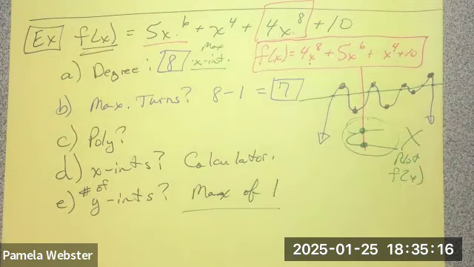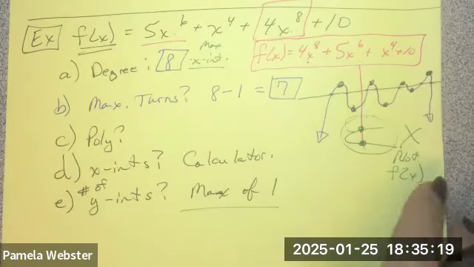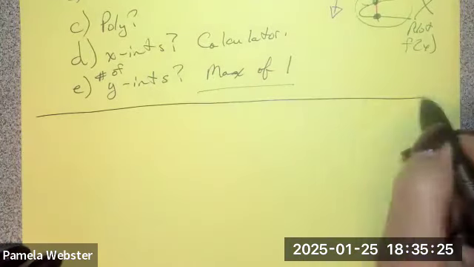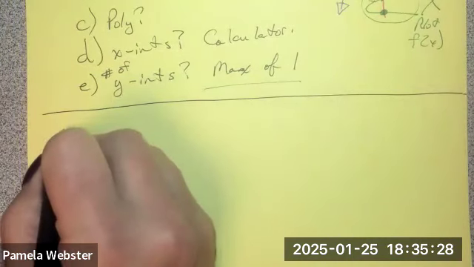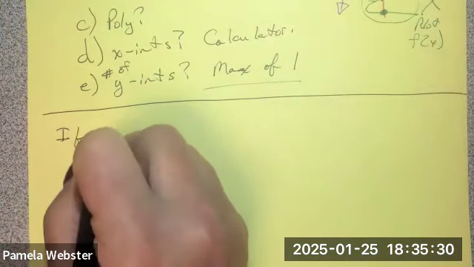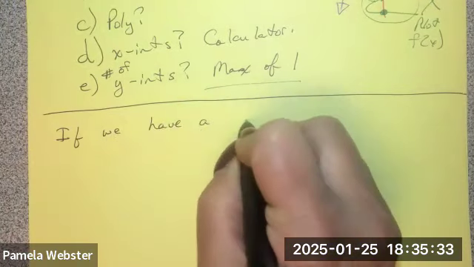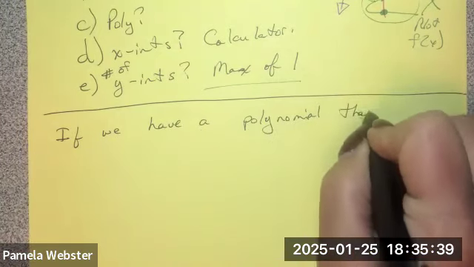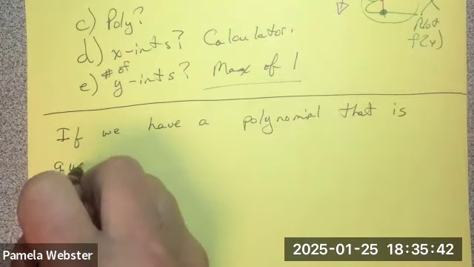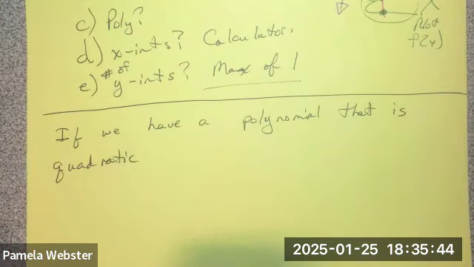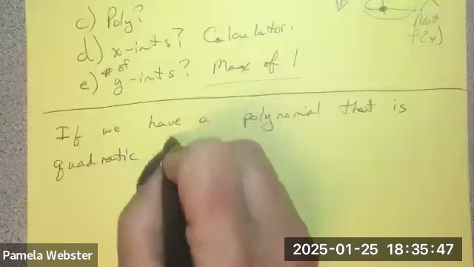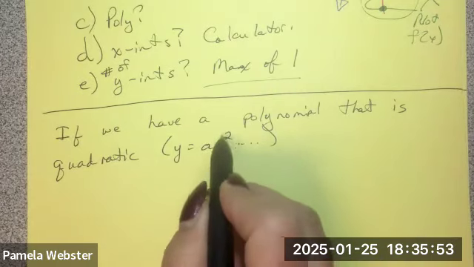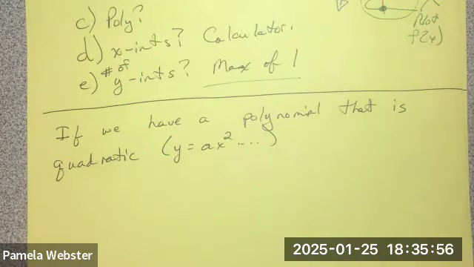Okay. So real quickly, I just want to throw this in here, and then we'll be done with this section. Yay, this is a lot shorter than the one on quadratics. How do we know if we have a polynomial that is quadratic? Okay, remember that from the last video. That means that it's like y equals ax squared, and so on, right? All that stuff. Okay, so the largest exponent on the variable is a 2.